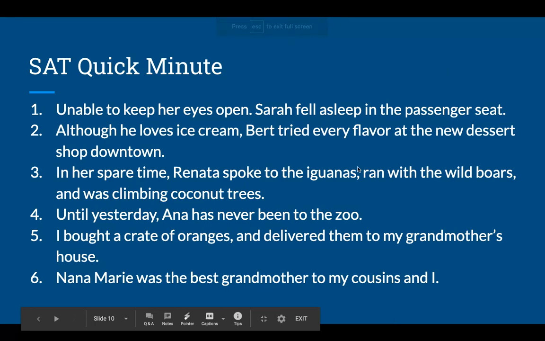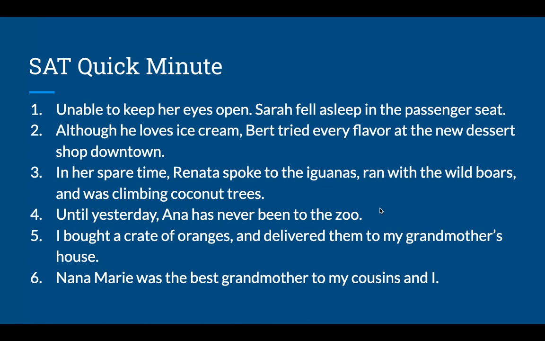Today we're taking a look at number 4. Number 4 is about choosing the right verb tense for the occasion. So we look at our verb. Has been is our verb, interrupted by the adverb never. So Anna has been to the zoo. Now we start this sentence with the phrase until yesterday.